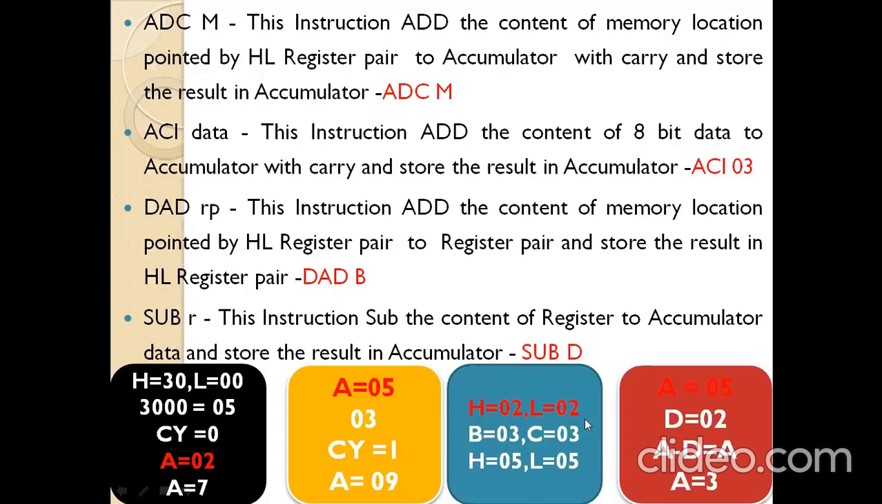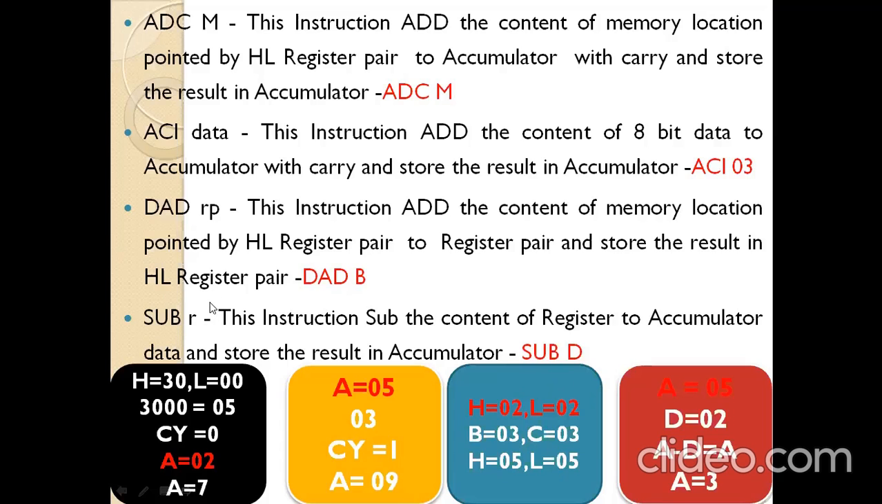So the HL register pair content and the BC register pair content, both will be added, and the result will be stored in the HL register pair. So C plus L is equal to 5. 3 plus 2, 5. That will be stored in the L register. B register value is 3. H register value is 2. 3 plus 2 is equal to 5. That is stored in the H register. That is, the upper byte and lower byte are separately added, and the result will be stored.